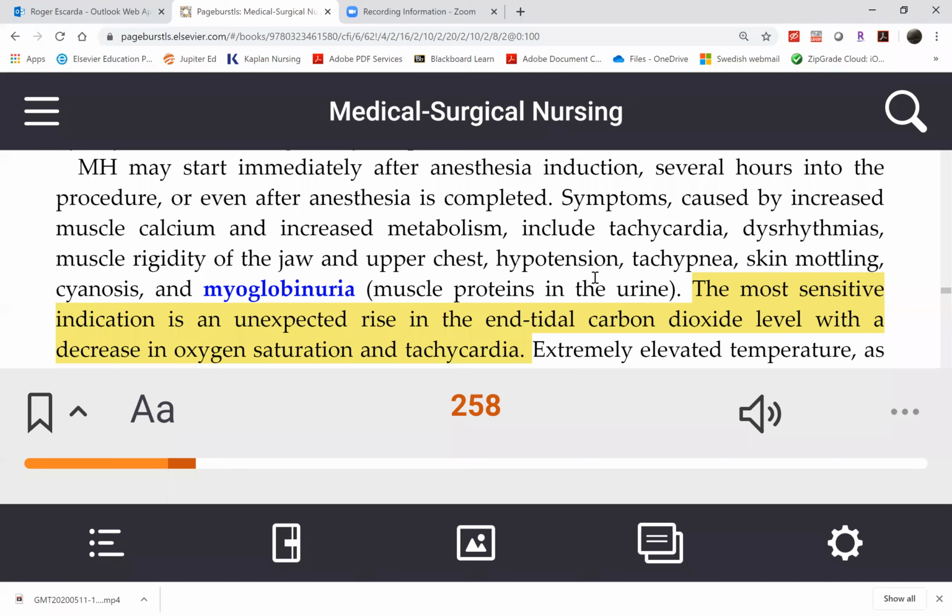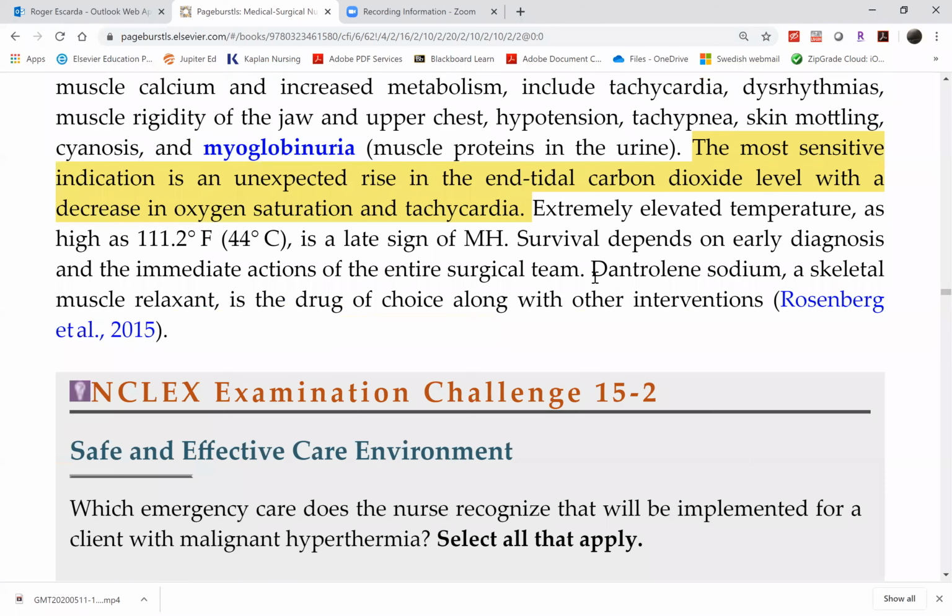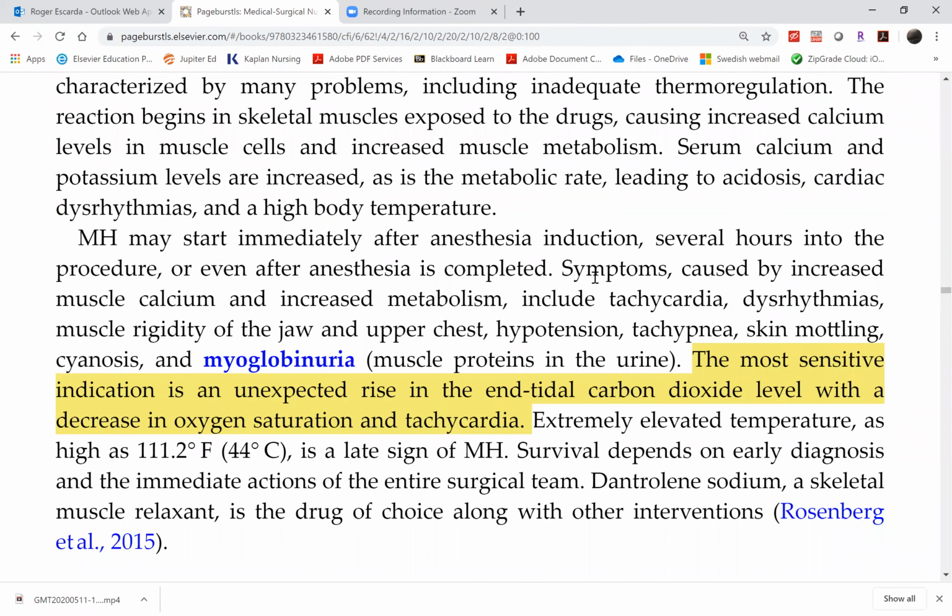Since we don't know, do the nurses still need to know this? Yes, definitely, because what if it happens post-op, right? Okay, that's why we're testing it.